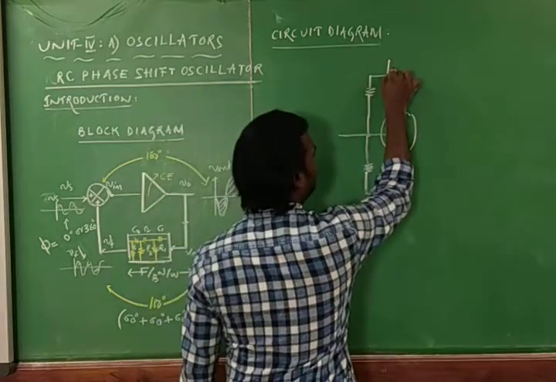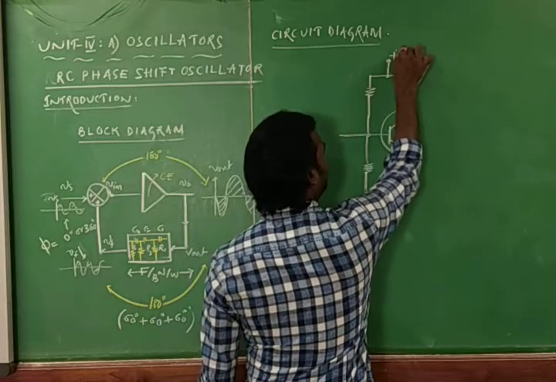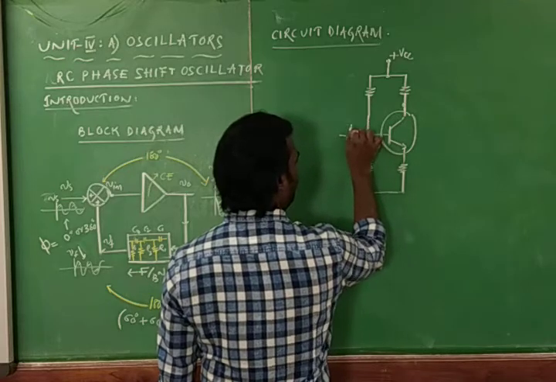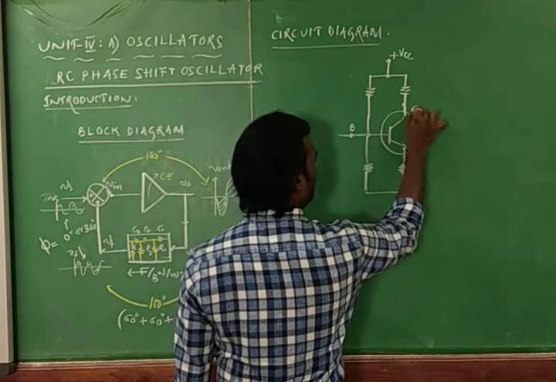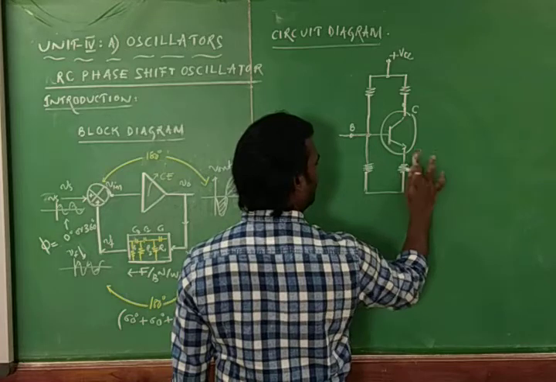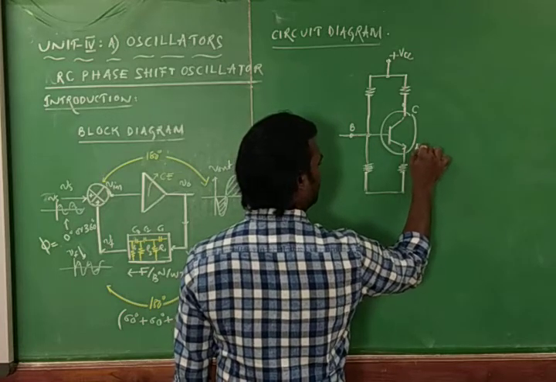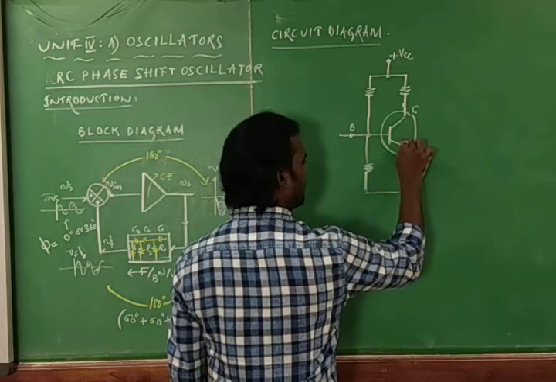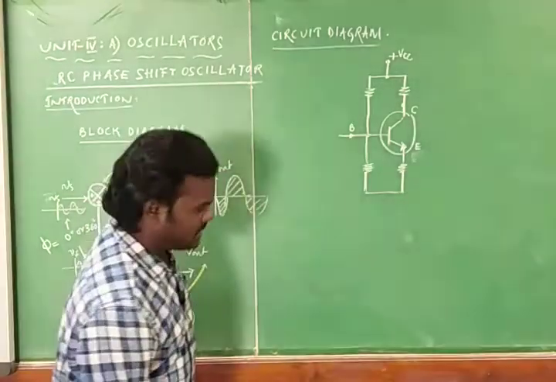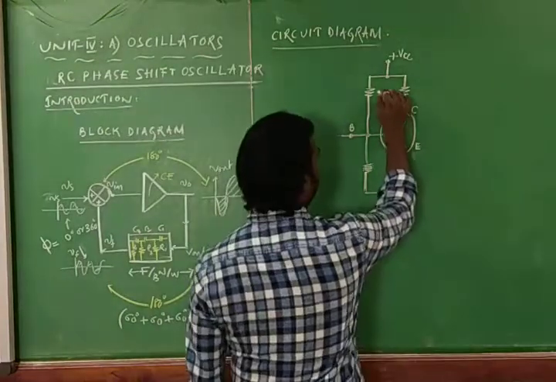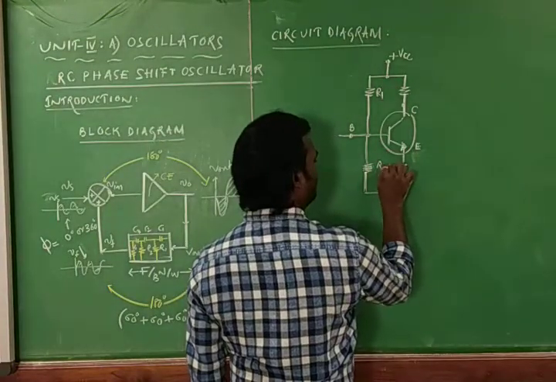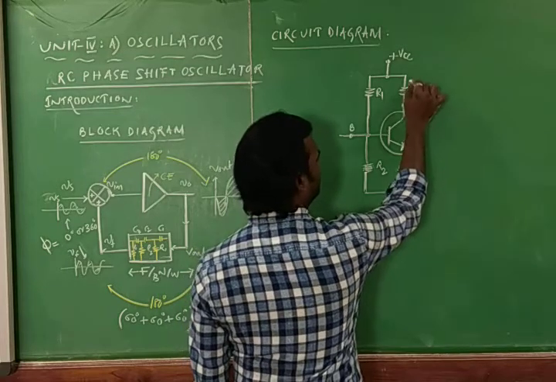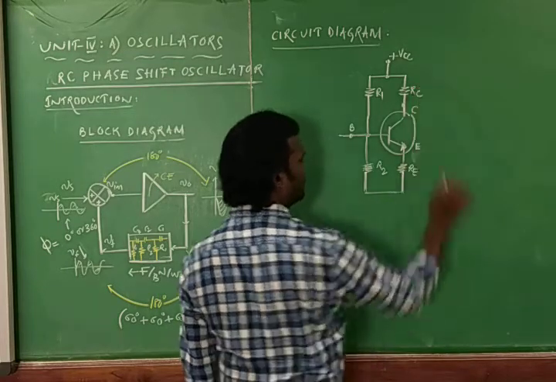This is plus VCC. This is the NPN transistor. This is the base, this one is the collector, and this one is the emitter. We know that the arrowhead on the emitter describes the conventional current direction. So here we will have R1 and R2, and this resistor is connected to the emitter, so this is the emitter resistor, and this resistor is connected to the collector, that is the collector resistor.